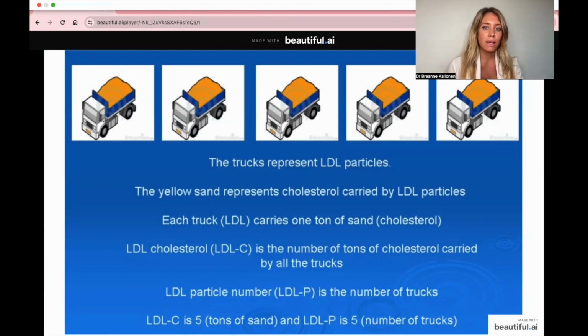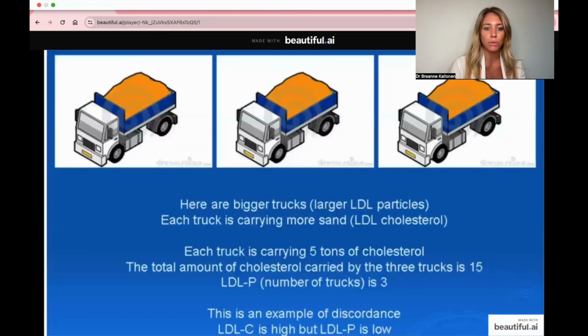Now this makes a key difference because it determines your risk of cardiovascular disease. The amount of sand, or the amount of cholesterol, the volume, is just one aspect. It's really important how we look at how the cholesterol is transported around the body. A traditional cholesterol panel does not tell us this.